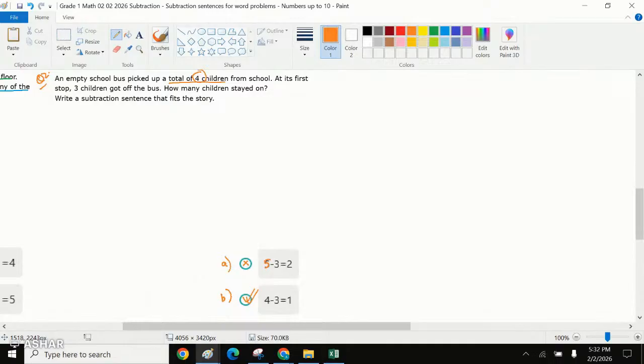Thank you. So we can say the total number of children minus who got off the bus would be equal to the number of students who stayed on the bus, right? If the total was 4, 3 got off, then 1 stayed on, right? Yes, option B is the correct answer. Thank you. I was just giving you the reason why A cannot be the answer because it has a 5 on it.